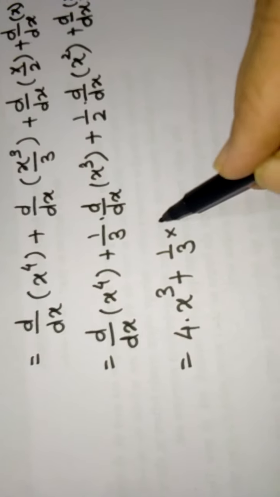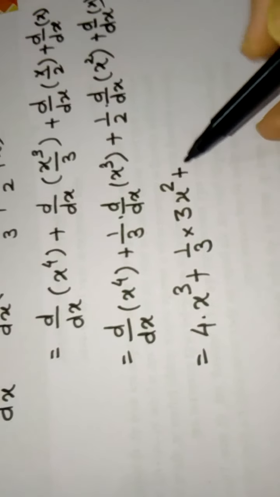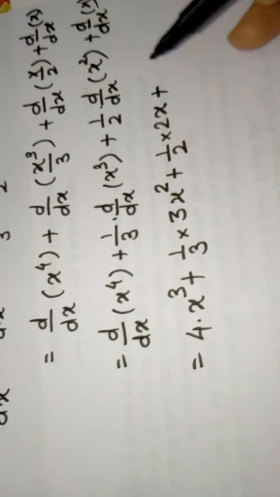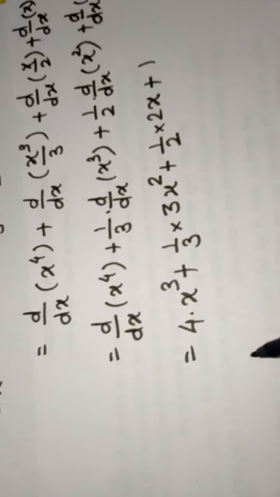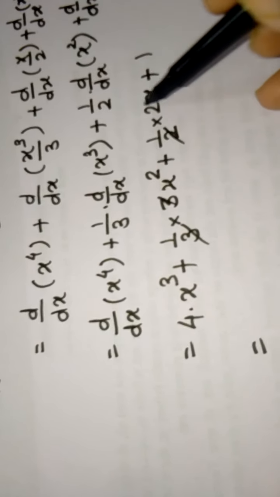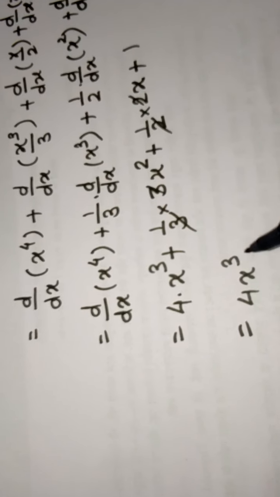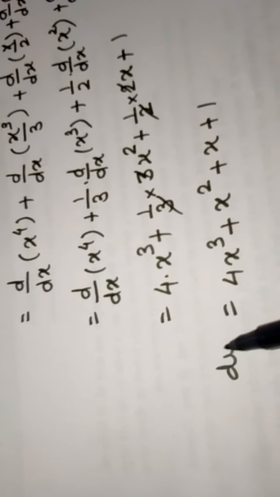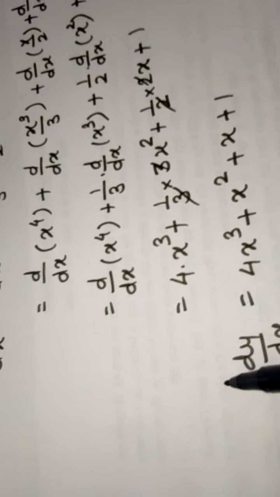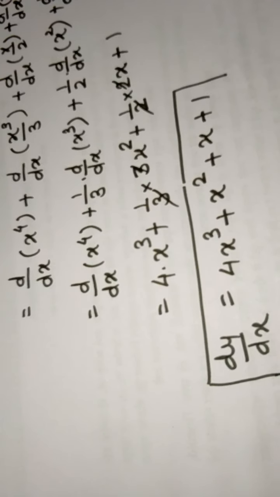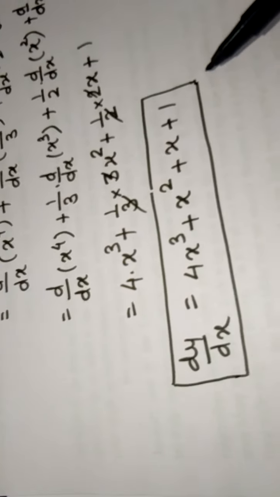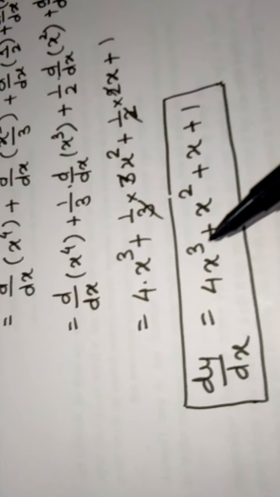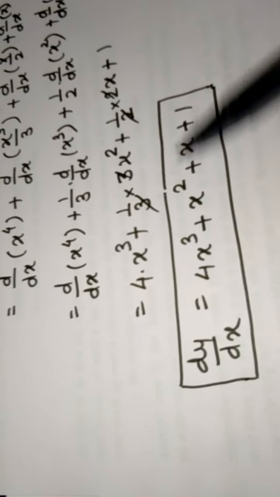The derivative of x cube is 3x square, plus 1 upon 2 into derivative of x square is 2x, plus derivative of x is 1, which is equal to, this 3 cancels, 2 cancels, 4x cube plus x square plus x plus 1. This is the answer of dy by dx. If you have to find the particular solution at x equal to 1, you can put x equal to 1. If you have to find the particular solution at x equal to 2, you can put x is equal to 2.